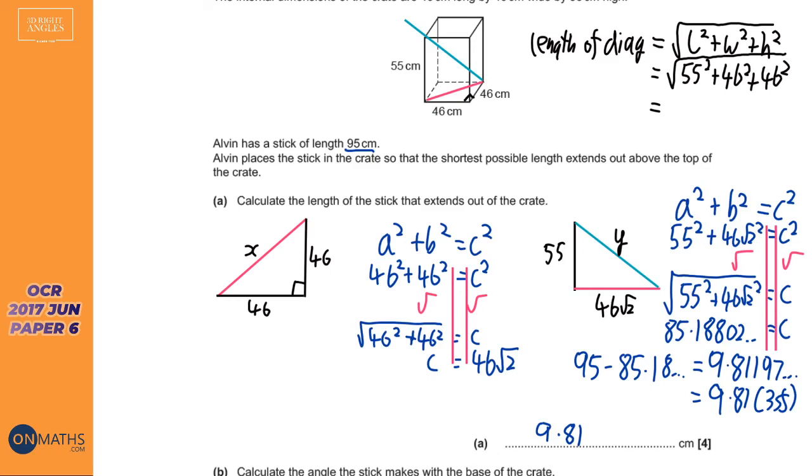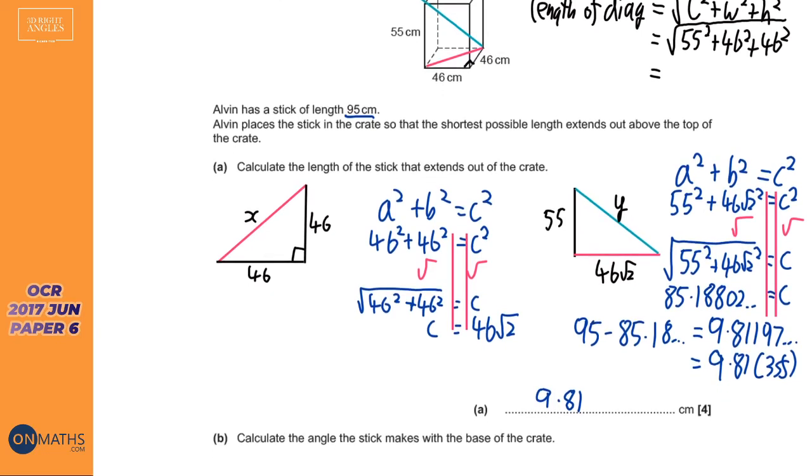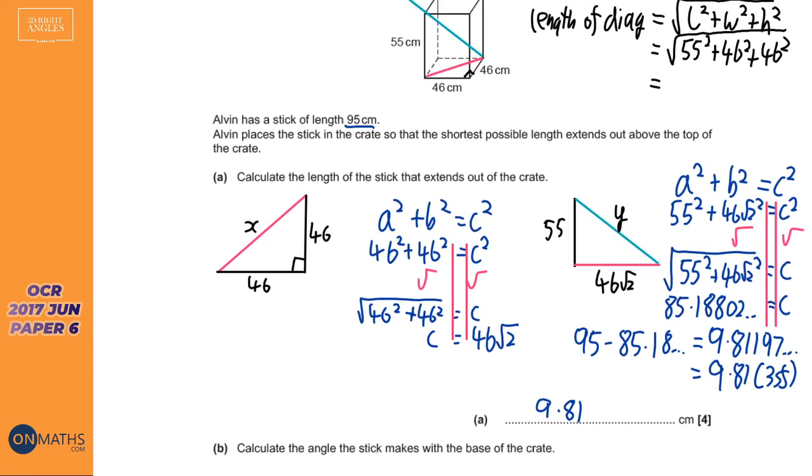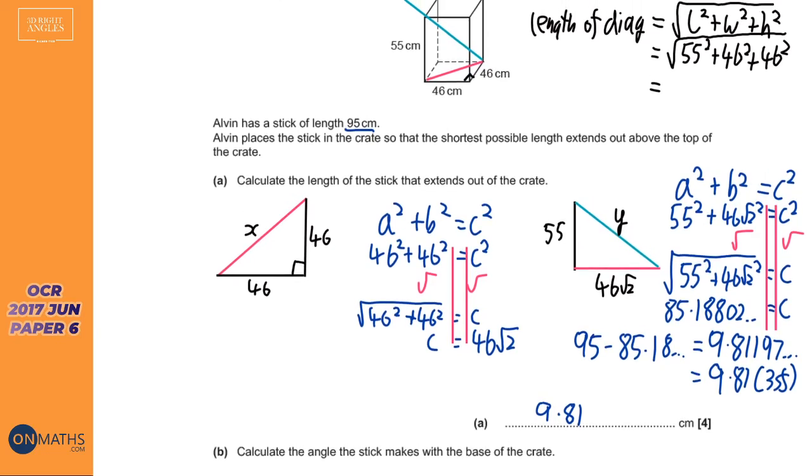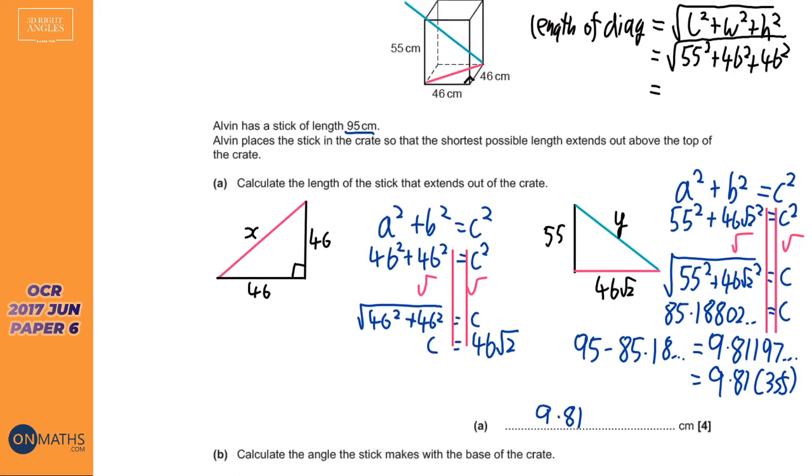The other reason why I've not done it that way is if you have a look at question B, we're looking for the angle the stick makes with the base of the crate. So we're going to have to work out that red one anyway, the 46 root 2. So it just didn't seem like it was saving us that much work. But really well done if you knew the formula that I've just written on screen.